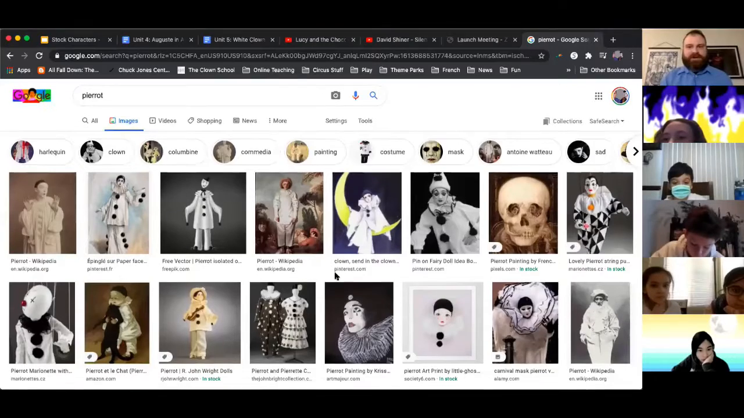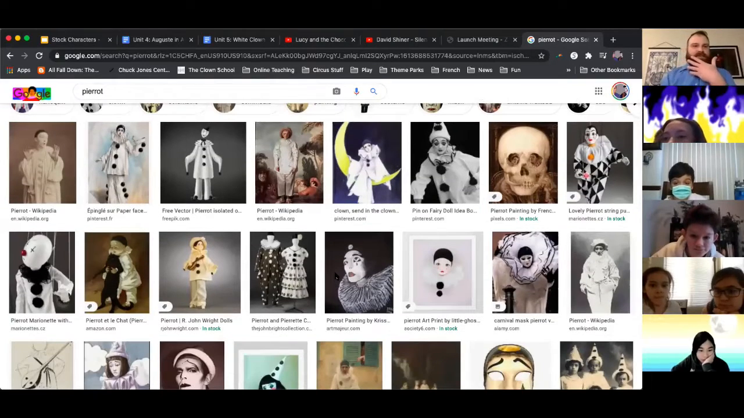I'll try to pull some of those up real quick just so that we can take a look at it. If we look at Pierrot images. So this is a classic image of a clown. I'm sure that you have seen this before. I'll just show this Google image search page.